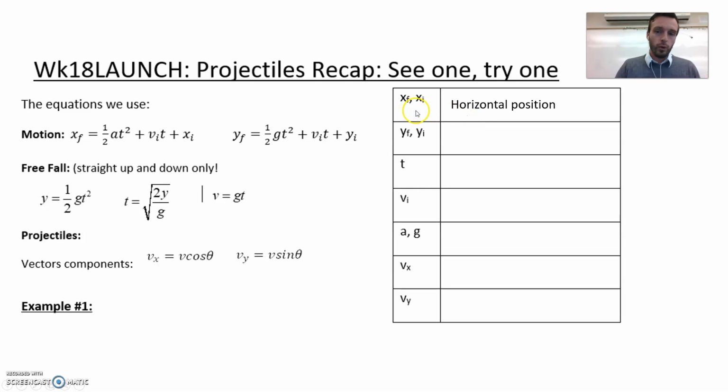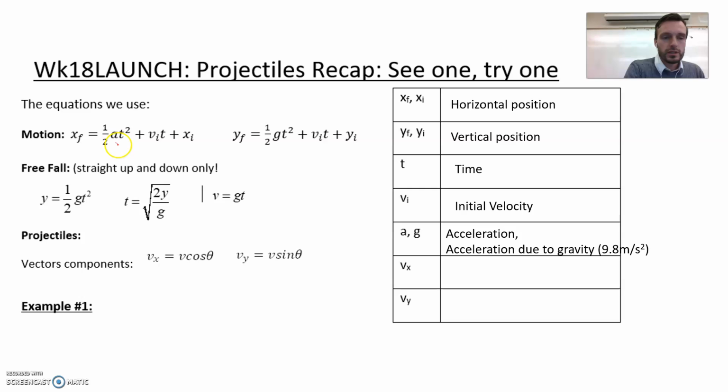XF would be final horizontal position. XI would be initial horizontal position. So X means horizontal position. Y means vertical position. So Y, how high? If you think of the y-axis in math class, it's where are you on that y-axis. T, of course, is time in seconds. VI means initial velocity, so like here in this equation. A, which we see in this one, is acceleration, or G over here, which G has a specific value, negative 9.8 meters per second squared, but both of those are meters per second squared. Both of those are acceleration.